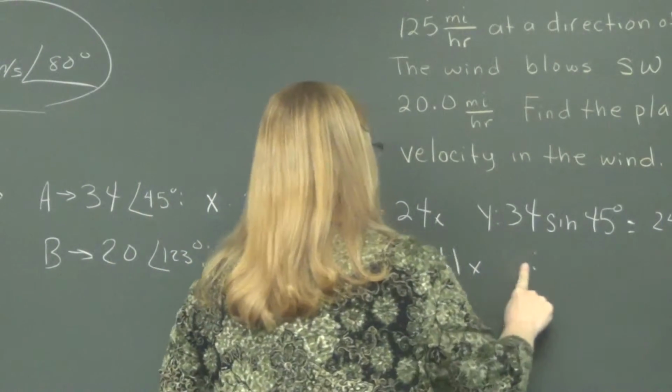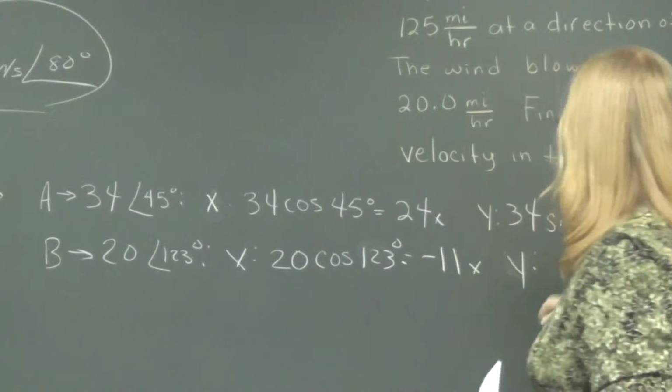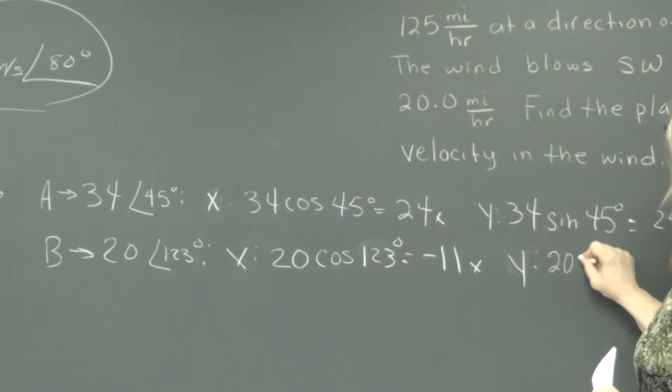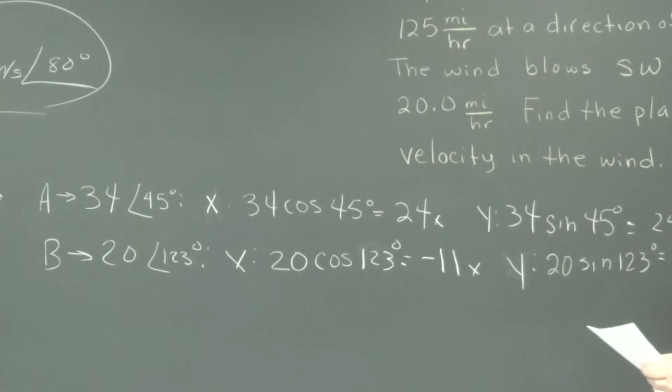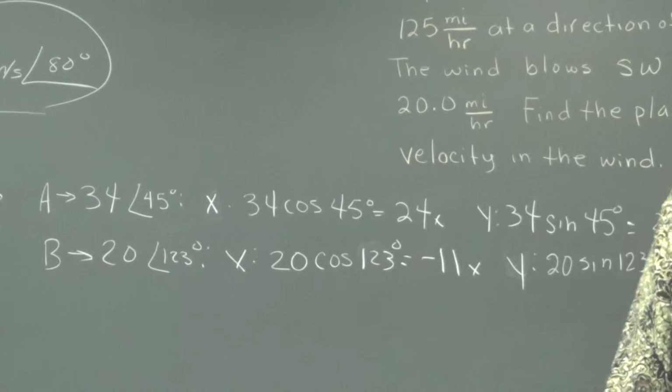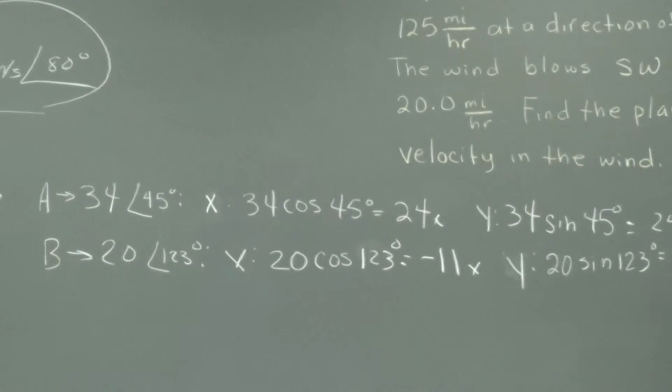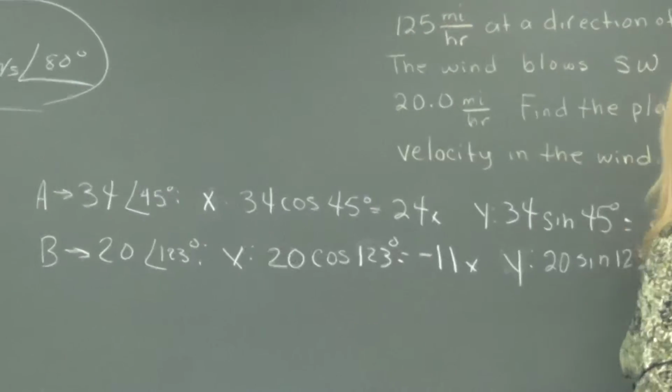We're going to do the Y component. So it's going to be 20 sine 123. We'll just go to the nearest whole number. 17. 17 is the Y.